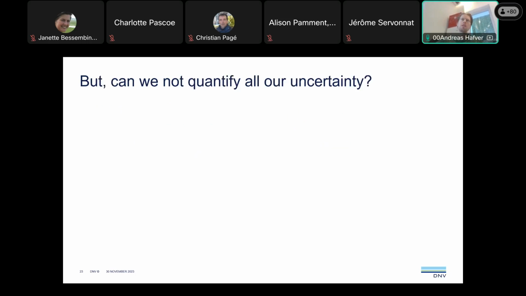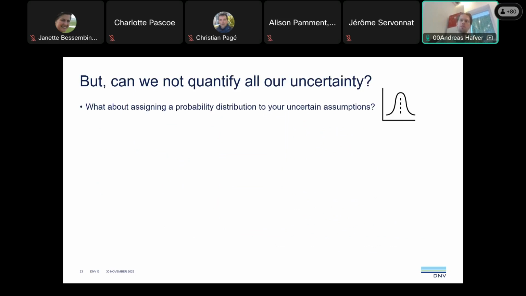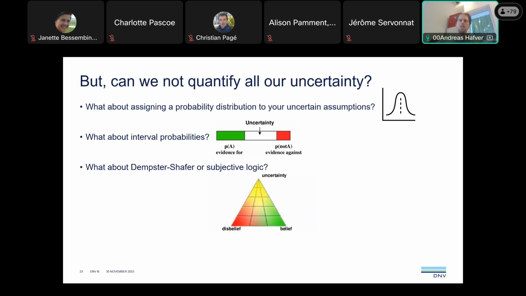And some people, especially engineers, may ask, but can we not just quantify everything? Like, can we not just put a distribution on the uncertain parameters? Or maybe we can use interval probabilities instead of probabilities to say, okay, I'm not exactly sure what the probability is, but it's in this range. Or there's something called Dempster-Shafer or subjective logic, which are methods where instead of just assigning probabilities, you also have this second dimension of uncertainty. Like, you can assign the same probability value, but sometimes you're more certain about it than others. So you have this extra dimension.